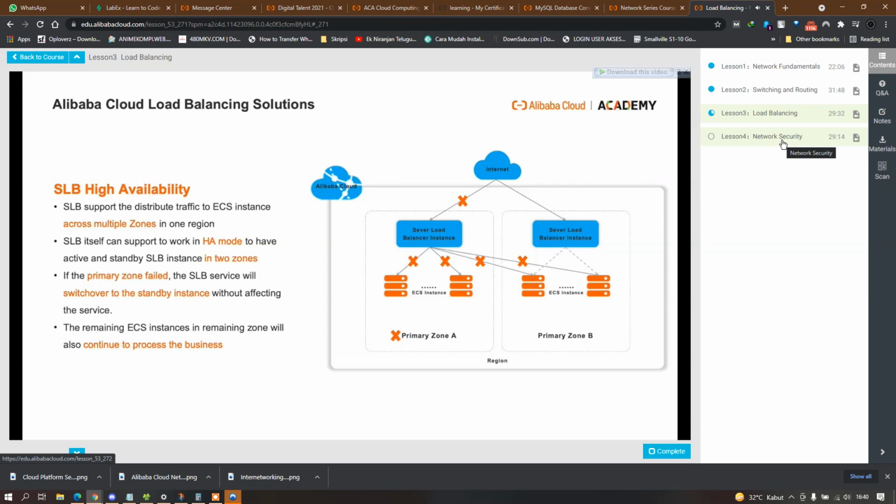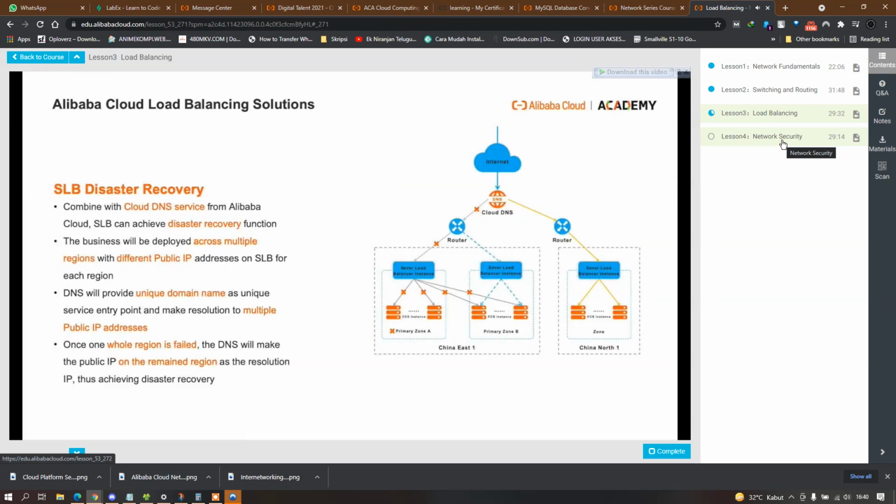And then for the backend ECS servers, the remaining ECS instances in the remaining zones will also continue to process the business. So on the load balancer layer and on the backend ECS instance layer, we can use the SLB to achieve high availability.